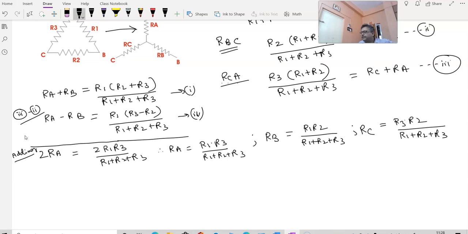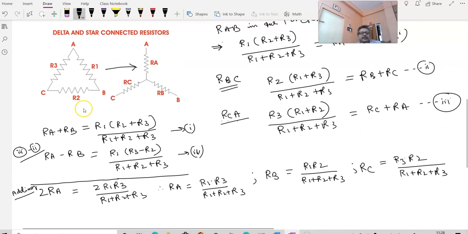If you look at the diagram I have considered here, how can I get this mentally? RA is going to be, see, A is holding these two hands, R1, R3, their product divided by the sum of these three resistors. RB will be what? B is holding these two hands, so it will be R1 into R2 by R1 plus R2 plus R3. C will be holding these two hands, so RC is this. This algebraic calculation you never do in the exam, you directly write these values. So you can convert delta to star by this symbol.